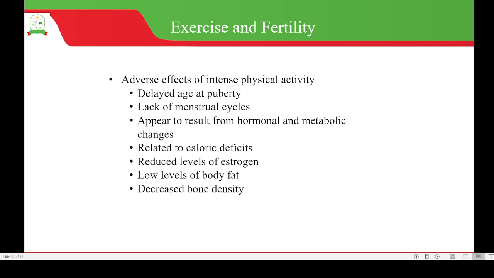Exercise. Adverse effects of intense physical activity include delayed age at puberty and lack of menstrual cycles. And it appears to result from hormonal and metabolic changes, which are related to chronic caloric deficits, and then reduced levels of estrogen and low levels of body fat. And there's also decreased bone density in people who do excessive exercise. So all these factors together may cause infertility in one way or another.